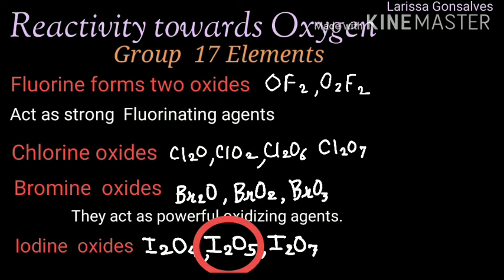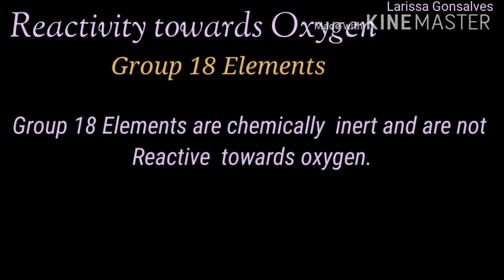I2O5, that is iodine pentoxide, is a very good oxidizing agent and is used for the estimation of carbon monoxide. Hence, it is observed that the higher oxides of halogens are more stable when compared to the lower ones. Next are group 18 elements. We know that group 18 elements are chemically inert, hence they are not reactive towards oxygen.